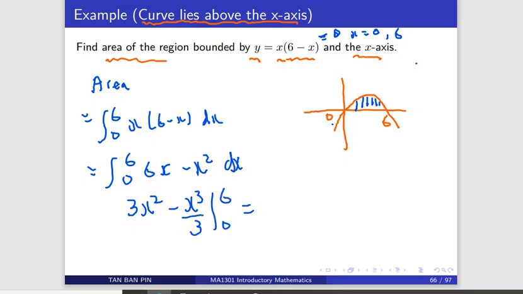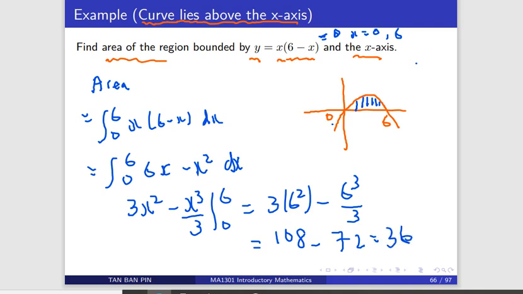So it means, at 6, it's 3(6²) − 6³/3. That will give you 108 − 72, which is 36. So the final answer is 36.